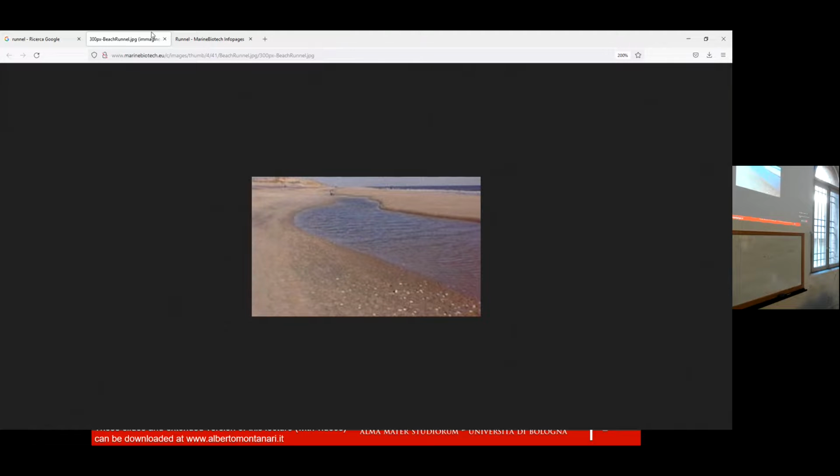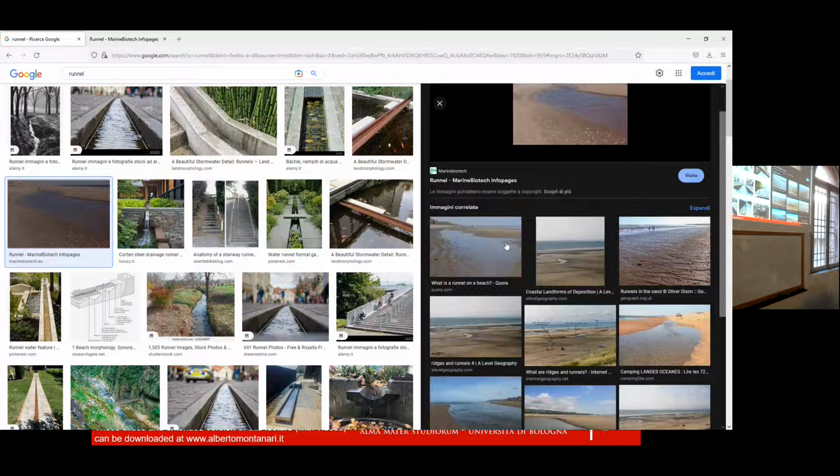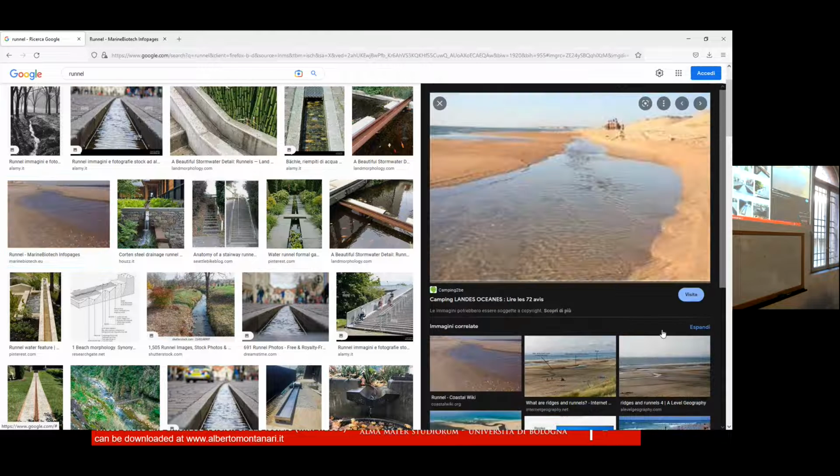Okay, right. And let's see. This one as well, you see, this is a runnel. And it is a bit slow, but okay. This is a nice figure. You see the dune, the runnel, and the berm here.